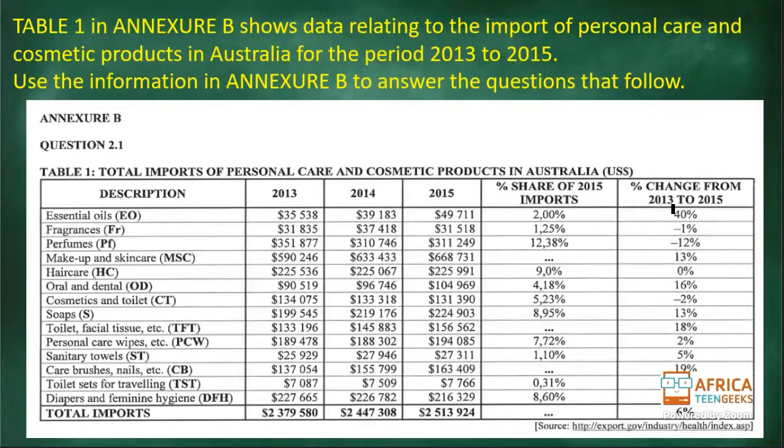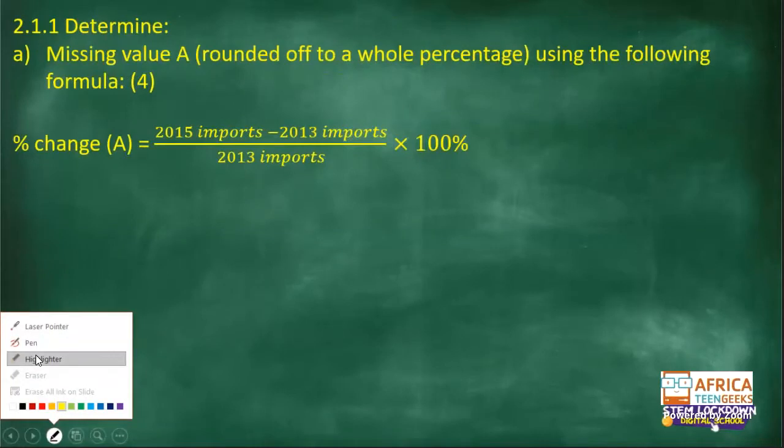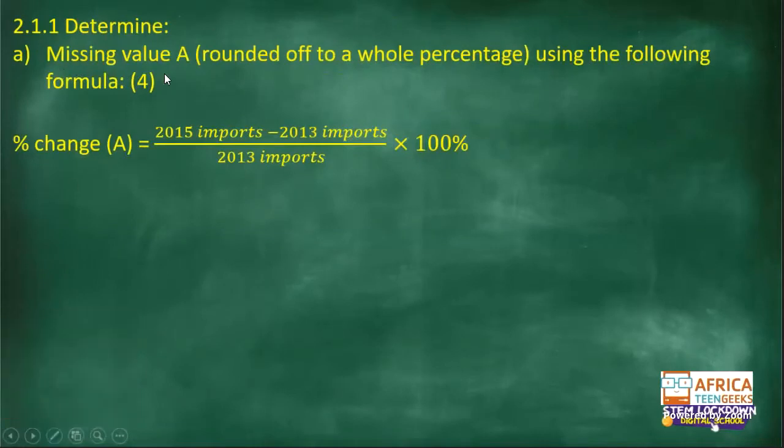So you understand the information on the table, ne? You've got the percentage share, you've got the different categories. We are focusing on them. Then now we move on to question 2.1.1. Determine option A: we are determining the missing value, which is A, rounded off to a whole percentage using the following formula. You will remember this formula, right, guys?